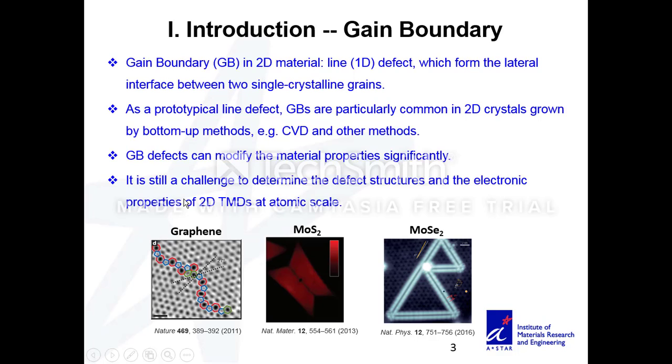At the beginning, I would like to say a little bit about the grain boundary. A grain boundary in 2D materials is usually a line defect which forms the interface between two single crystal grains. It's quite common in all 2D crystals, grown by different methods such as PVD, MBE, and others, and it can be observed in different materials. I put some examples here: one is graphene, and MoS2 grown by CVD, and this one is MoSe2 grown by MBE.